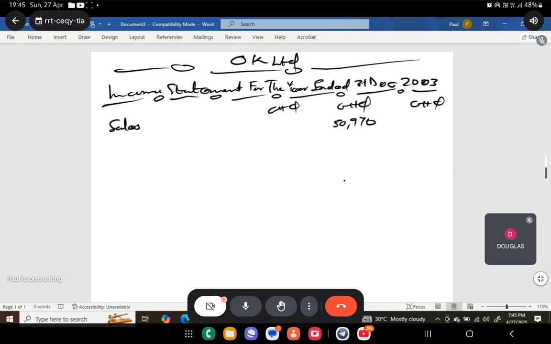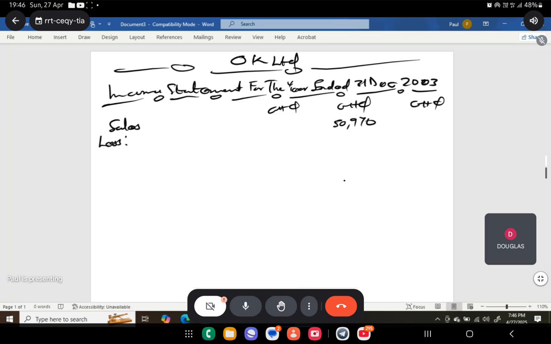Okay, so you take that one, 50,970. You sold to people. If you sell goods to people, what you receive is revenue. So the sales is the amount of money you received from your ordinary course of business. So you sold some goods.